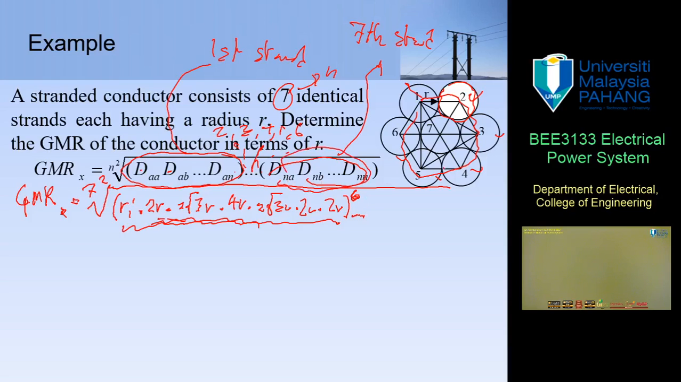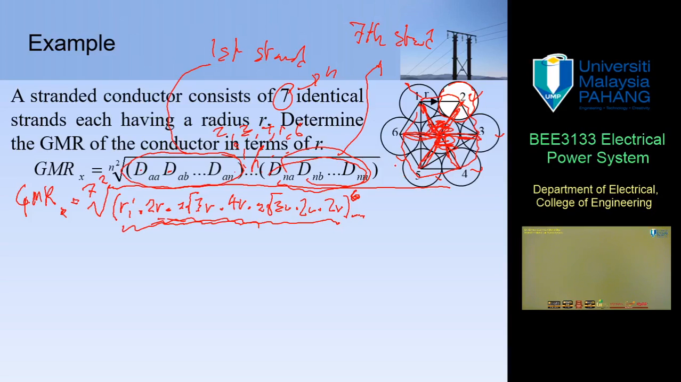Why I say it's different? Because the 7th one is in the middle. It's clearly not the same as the other 6 strands. If I try to calculate D71, how much is it? D71 is 2R. D72 is 2R also. D73, 2R also. D74, 2R also. D75 is 2R also. And D76 also 2R.